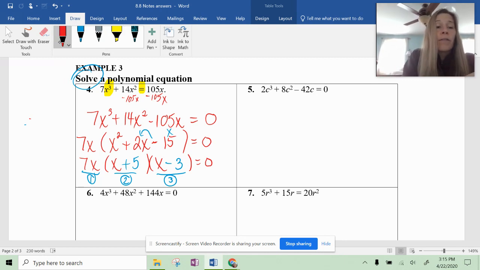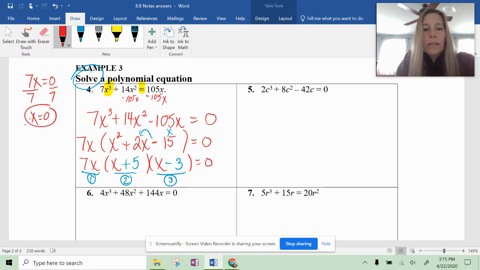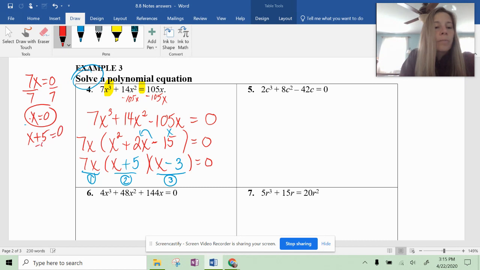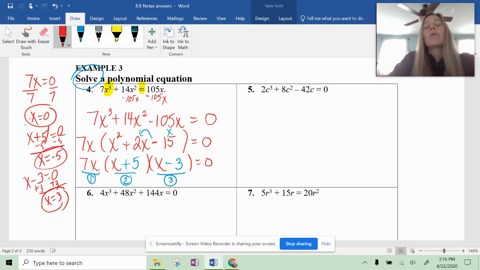So the first one, if I do 7x equals 0, and I divide by 7, I get x equals 0. That's one of my 3 solutions. Then I'm going to do x plus 5 equals 0. Subtract 5 to get the x by itself. x equals negative 5. And then I do the third one, in this case, which would be x minus 3 equals 0. So I add 3, and I get x equals 3 as my third solution. So there's 3 solutions for that problem.